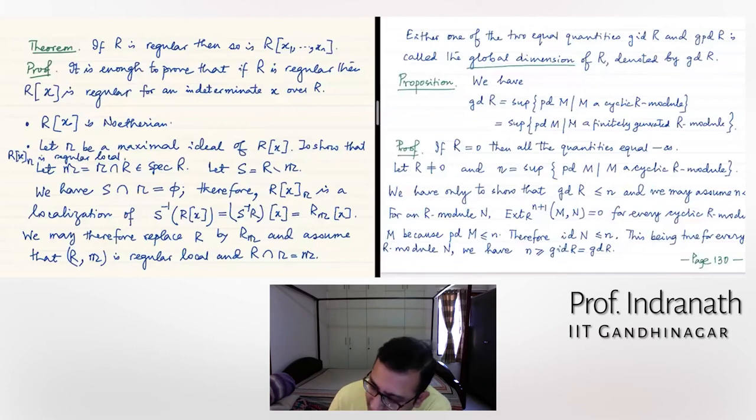Take the contraction to R, call it M. This is a prime ideal. Take this complement set. Therefore, this is a localization of this. What does it mean really? Please remember what your S is. S is R minus M, where M is the contraction of N. Then you are taking this localization, where N is the maximal ideal. Then you are saying that this can be seen as a localization of this.